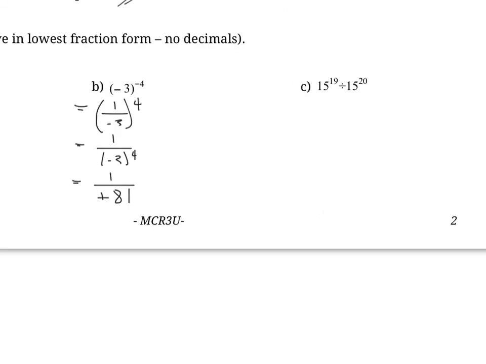Okay, so this guy's really, really simple. We know we have the same base division, so we can just subtract those exponents. So we're left with negative 1. And we know we can rewrite this as 1 over 15 to the power of positive 1, which is just 1 over 15.